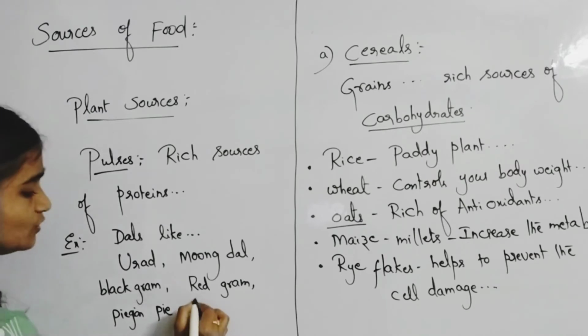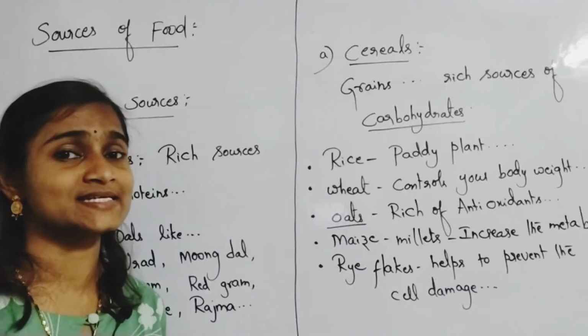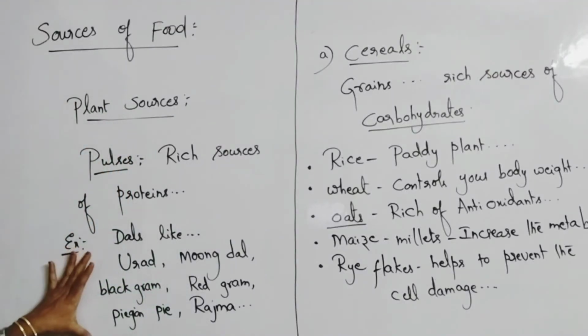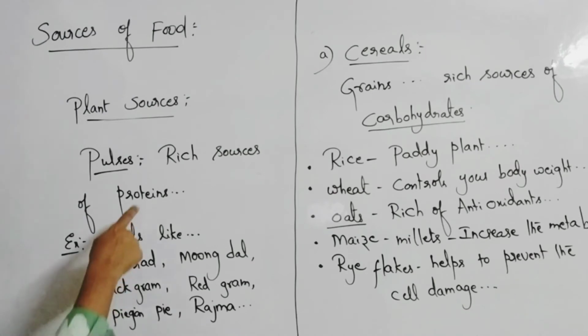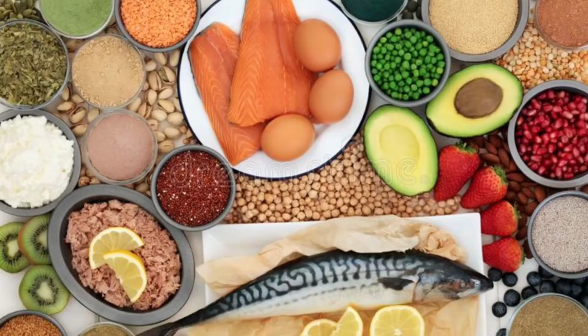You all know about rajma curry. Most of the children keep liking this rajma curry. Rajma. All these are examples for what? They come under the category of pulses. So these pulses give you rich sources of proteins, and proteins are body building foods. You all know that proteins are what? Body building foods. So they help us in the healthy growth of our body. So this is about pulses.